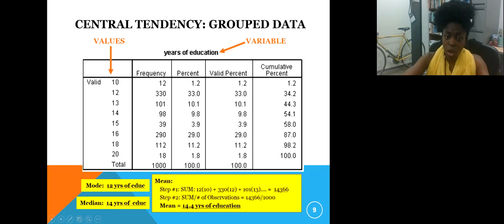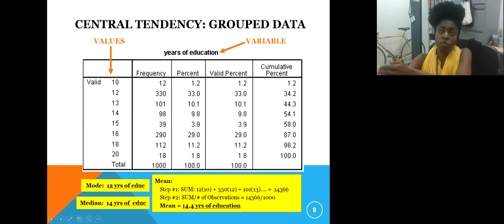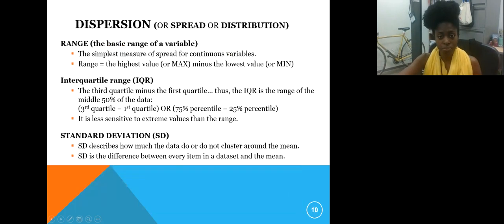Our frequencies just help us do some multiplications, help us figure out where the halfway point is, but it means nothing else, right? Values help us understand the question, okay?